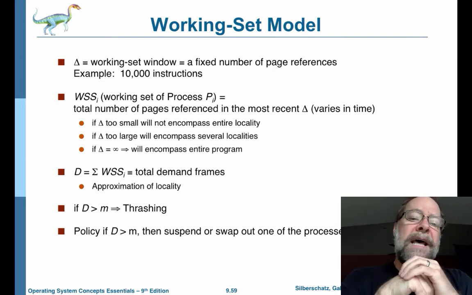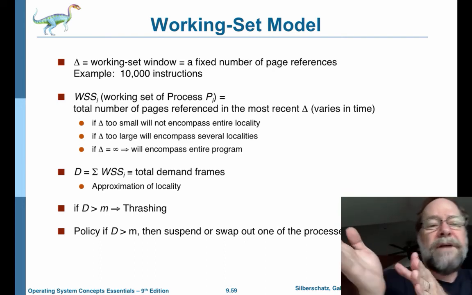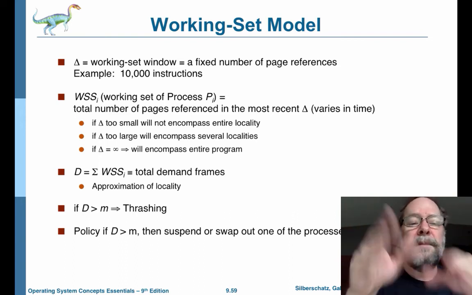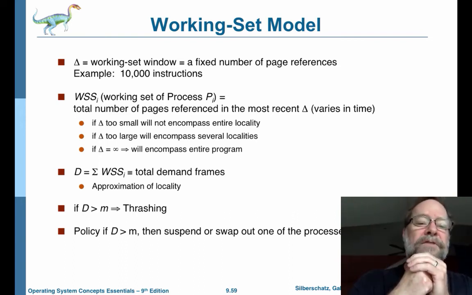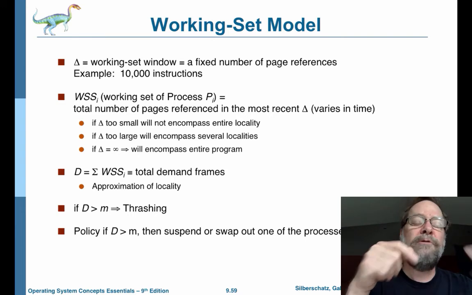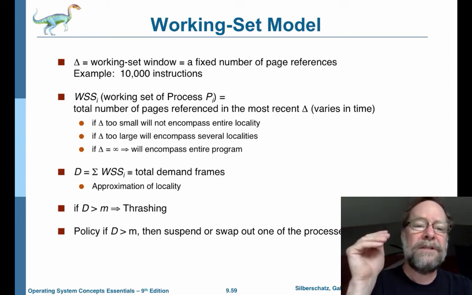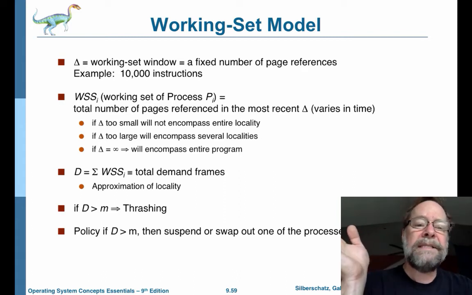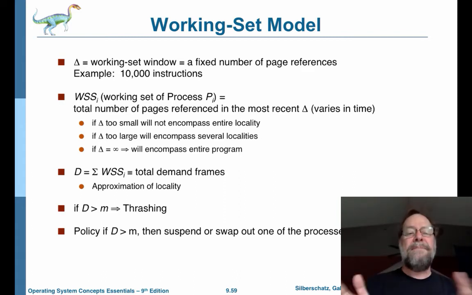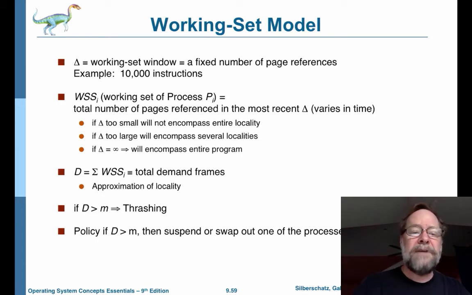So a working set window is a number of page references. For example, you might look at the previous 10,000 instructions you've executed, and your working set would be all the pages that you accessed during the last 10,000 instructions. And you say, well, that's my working set. Now that may or may not be the locality. If you make the delta very small, so maybe you only look back the previous 100 instructions, well, that may not be the actual entire locality. The locality might be larger than that, and maybe a larger space.